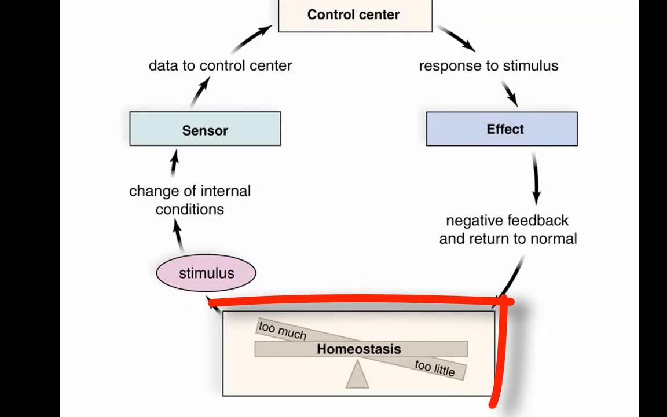This up and down variation of blood pressure around the homeostatic value of blood pressure at 120 over 80 millimeters of mercury is managed by a negative feedback loop.